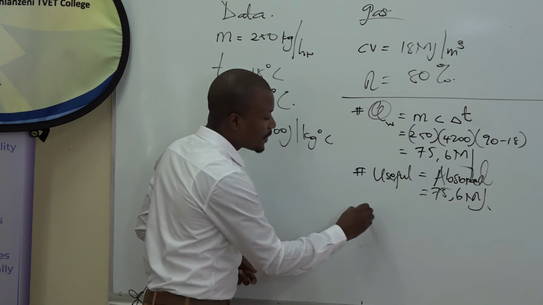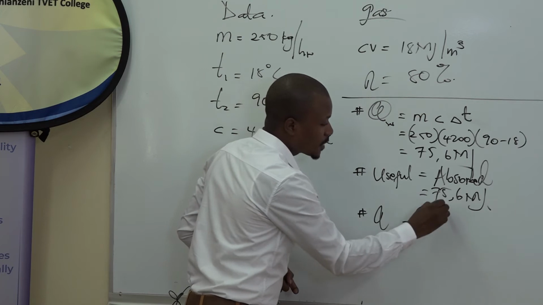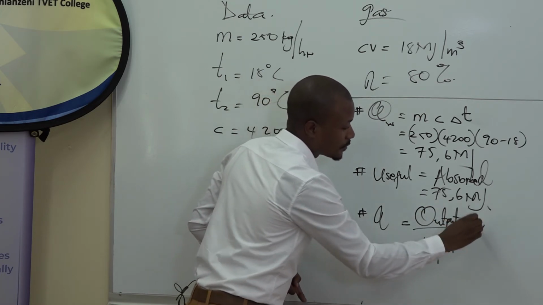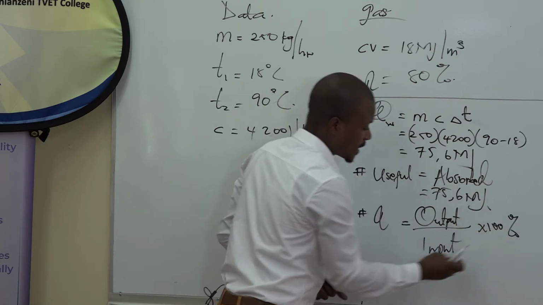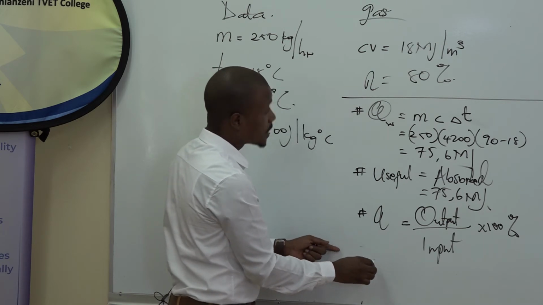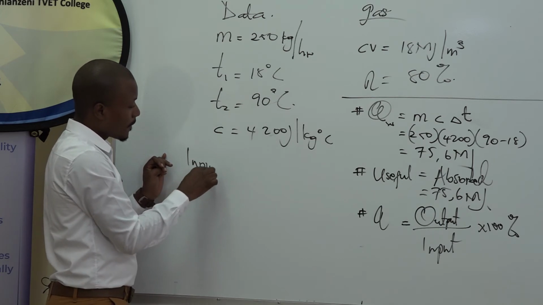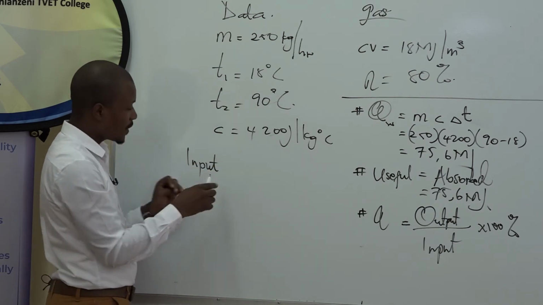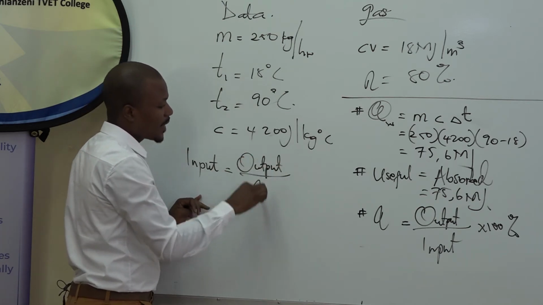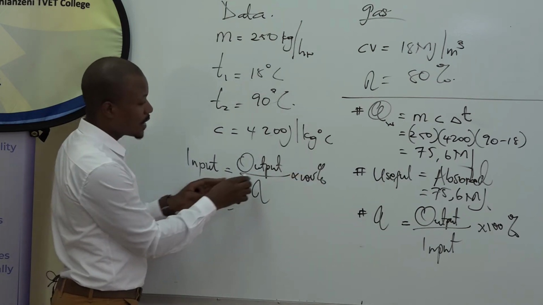How are we going to do that? We use the efficiency equation. Efficiency is given by output over input, multiplied by 100%. What are we looking for? The input. Mathematically, if you derive that, input is equal to output divided by efficiency, multiplied by 100%.